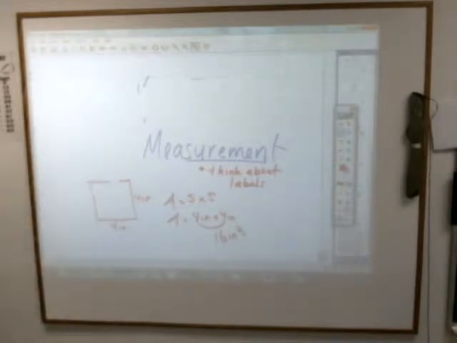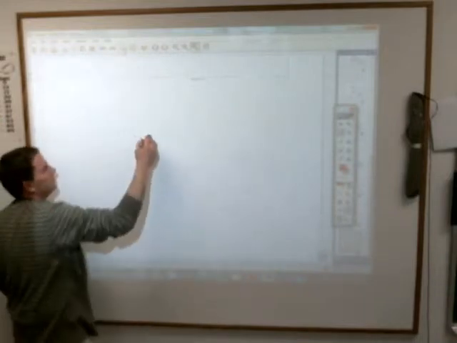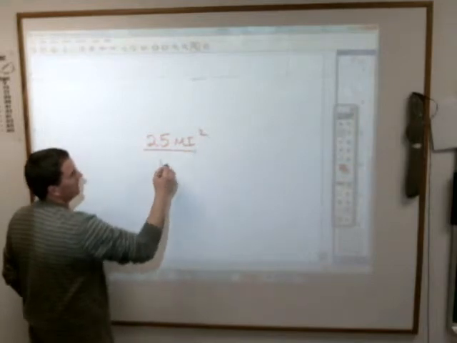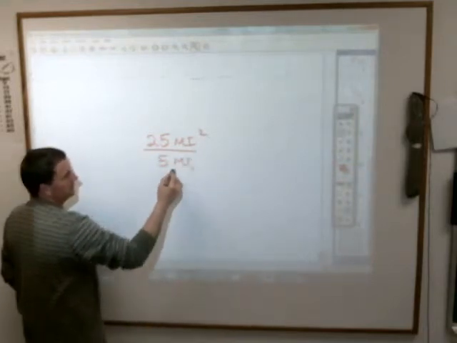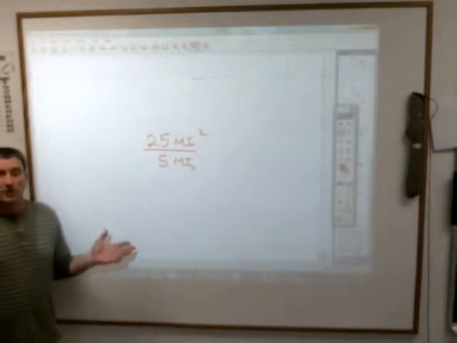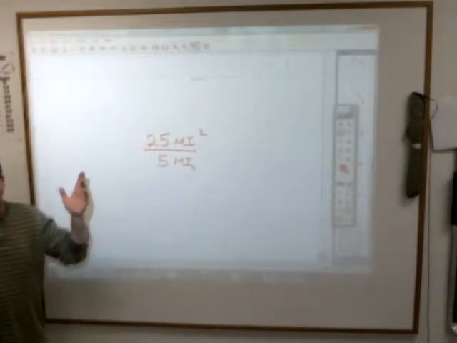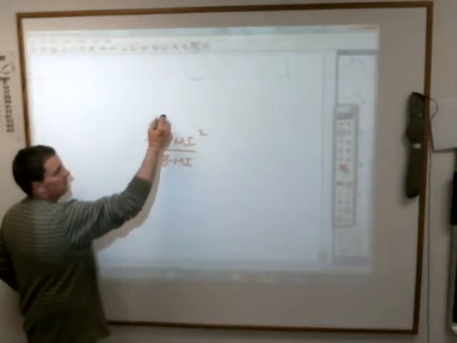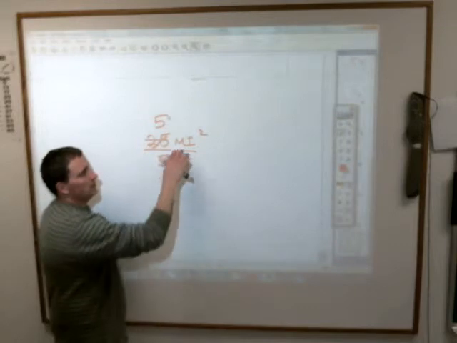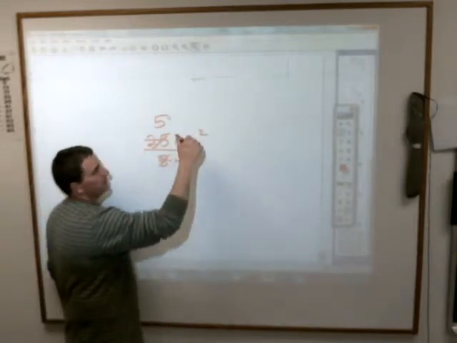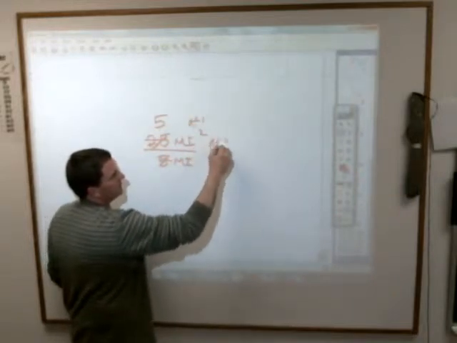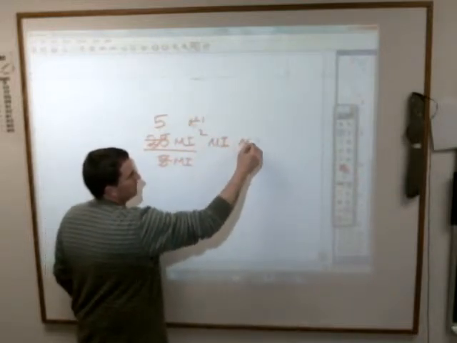Which means if you see this, children, if you see 25 miles squared over 5 miles, easily you can do the numbers. What do you get if you take 25 divided by 5? That's 5. So you can cross this off. But you also have to think about this. With labels, what does miles squared actually mean? It means I have miles times miles.